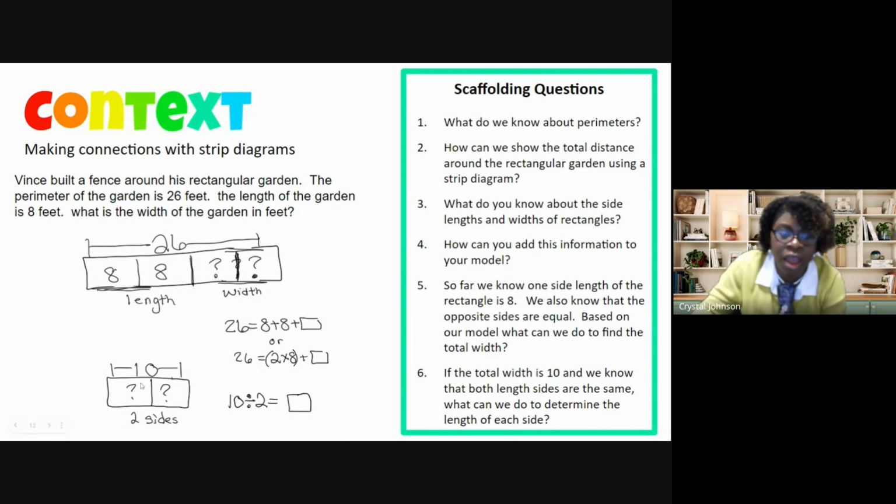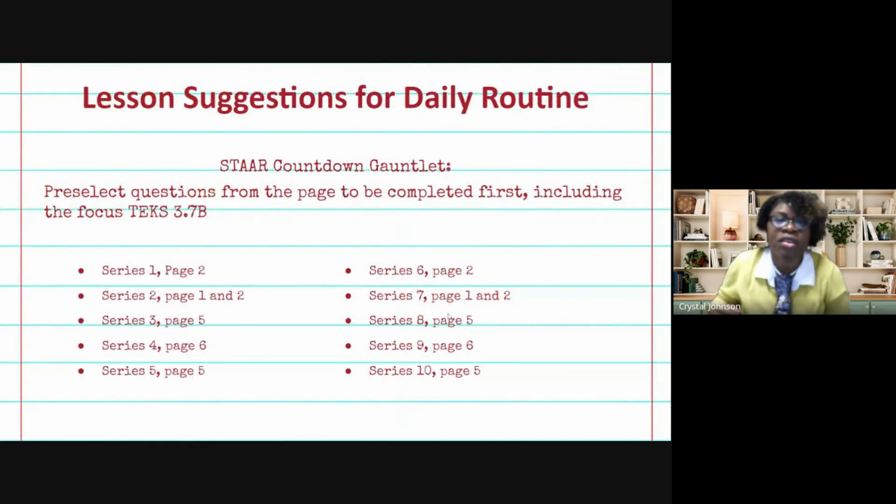You can do it with triangles, you can do it with whatever you want, but you just want to make sure that students can, actually this one only works with rectangles because it's a special problem, but this one is more likely to show up on STAR for 2024 because it was such an issue with 2023. So I would really spend time making sure that students can think through these problems. So, your lesson suggestions for daily routines.